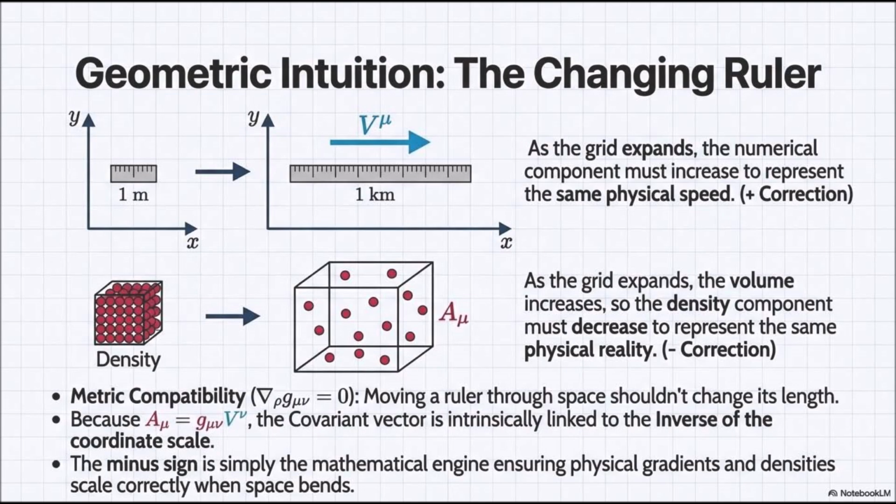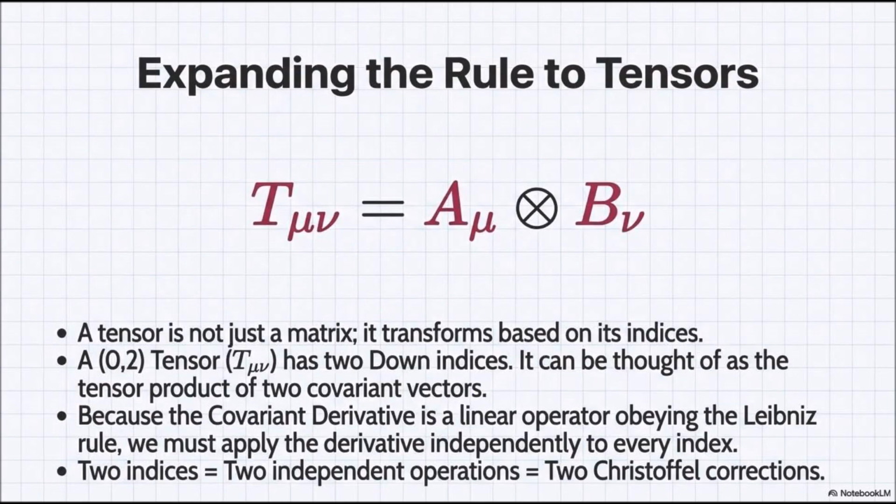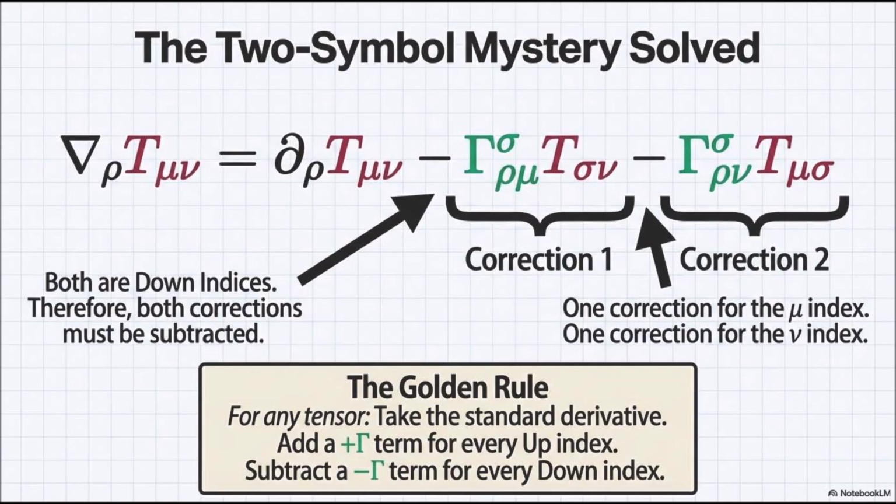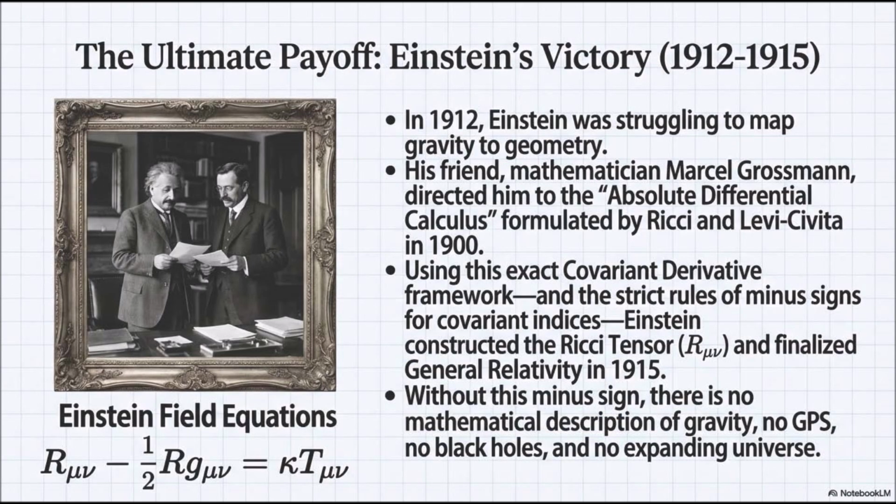Excellent. Now for the other side of the coin, let's establish the covariant vector. A covariant vector A with lower index mu, and its corresponding behavior when changing coordinates. The transformation rule: A prime with lower index mu equals the partial derivative of x with upper index nu with respect to x prime with upper index mu, times A with lower index nu.